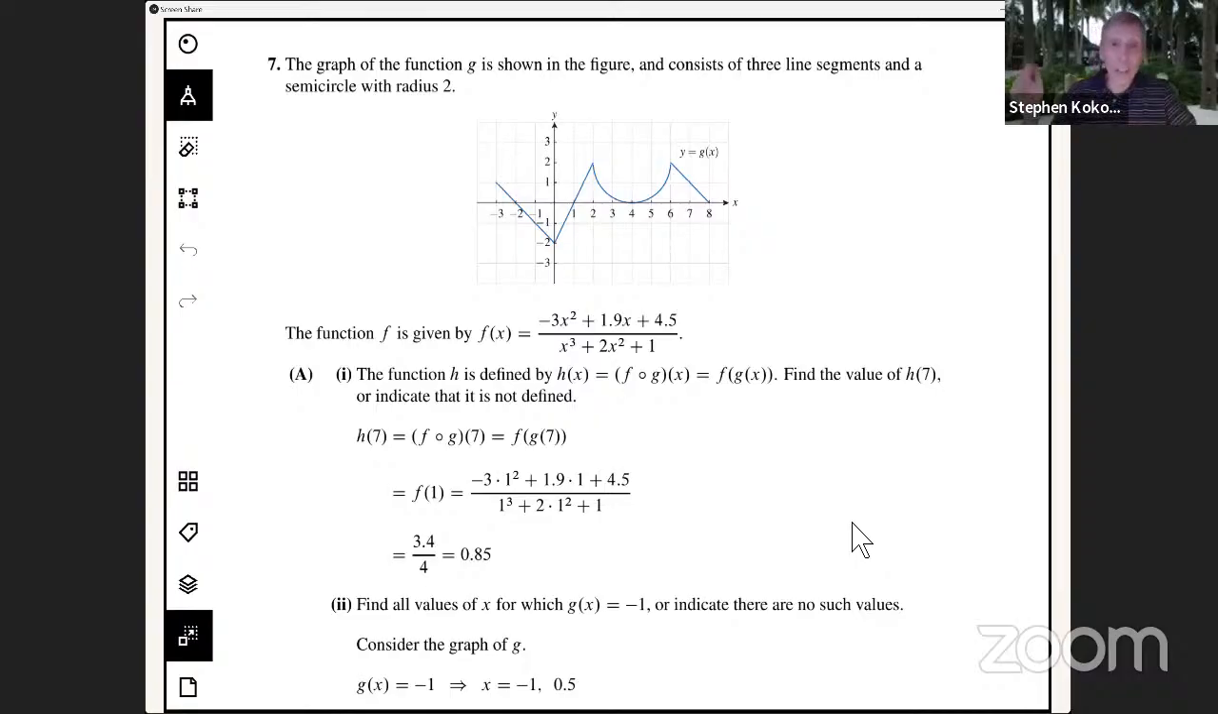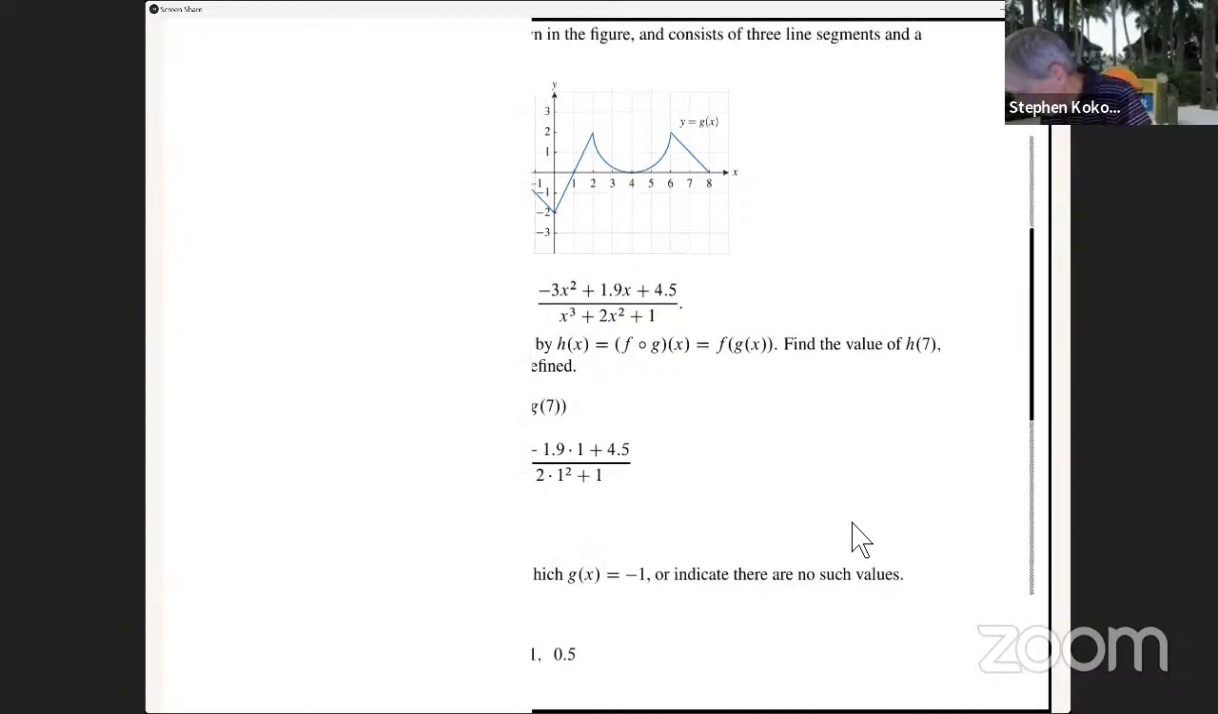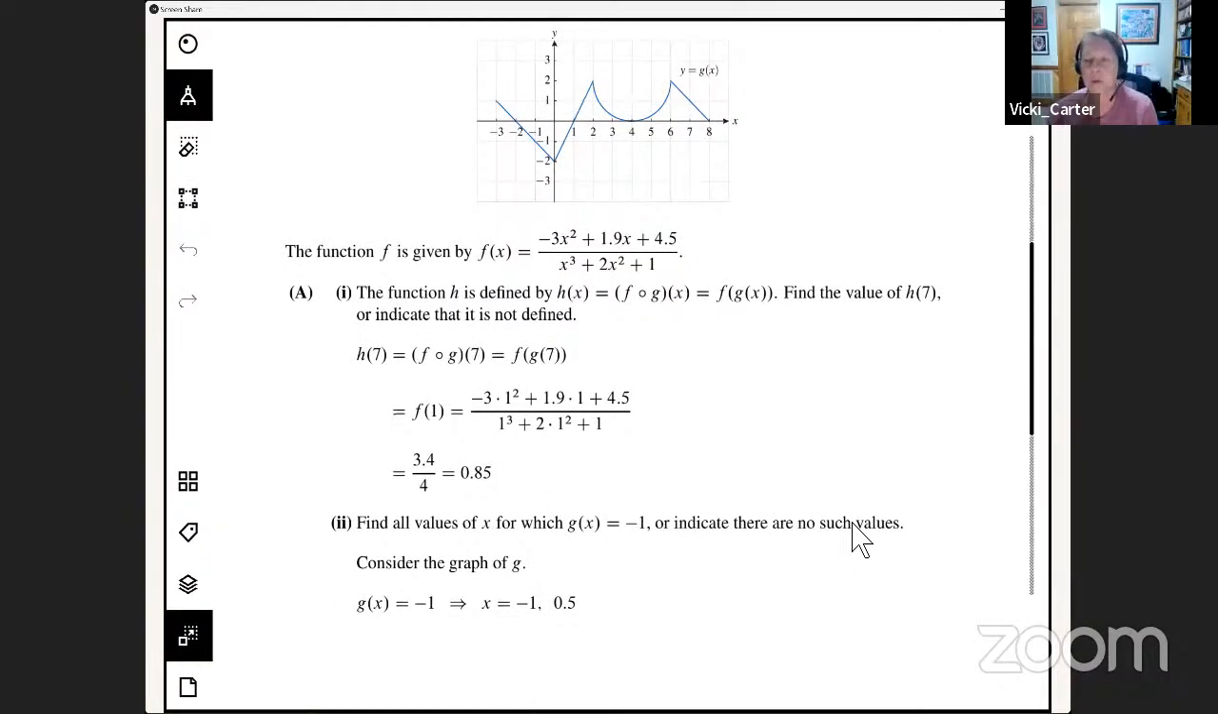Yikes. As they like to do, we have another function h defined as a composition, f circle g, which is f of g of x. And we want to find h of 7. Well, okay. Let me arrow down just a little bit here. So while you're arrowing down, so on, yeah.